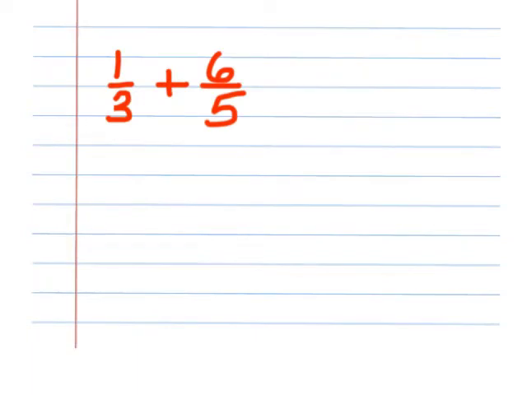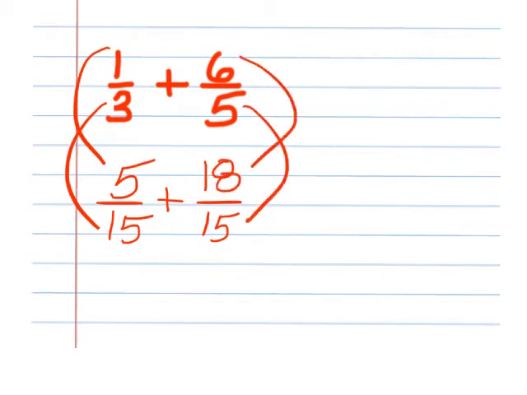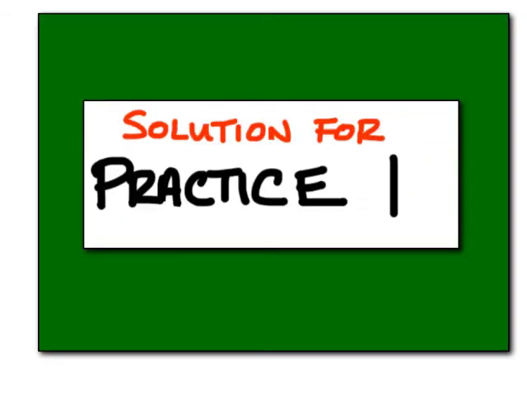Bonus number 1. 1/3 plus 6/5. No mixed numbers. Express your answer as a proper or improper fraction, as needed. For the bonus answer, you must have a common denominator of 15. That means you had to multiply by 5 here, so when you do that on the top, you get a 5. Multiply by 3 here. 6 times 3 is 18. So it should be 23 over 15.